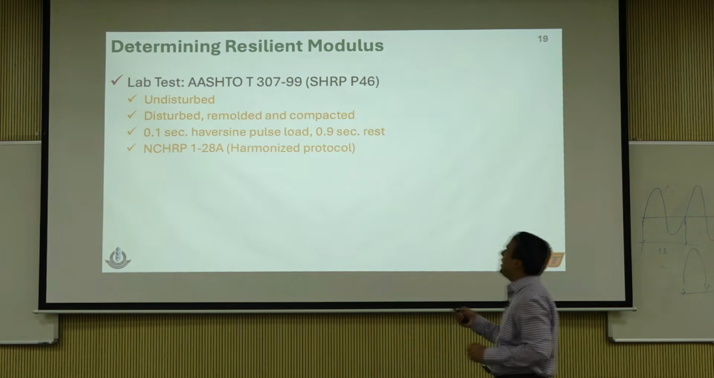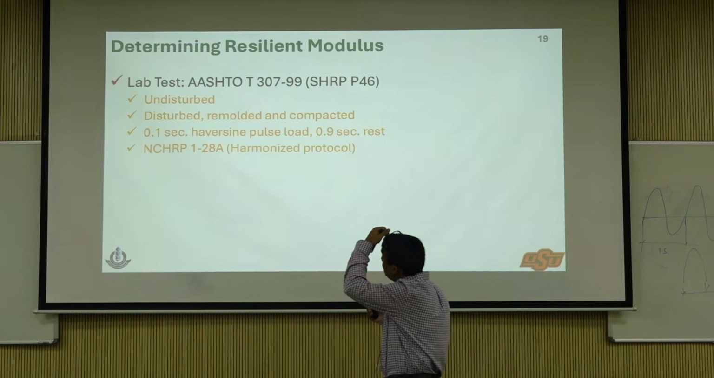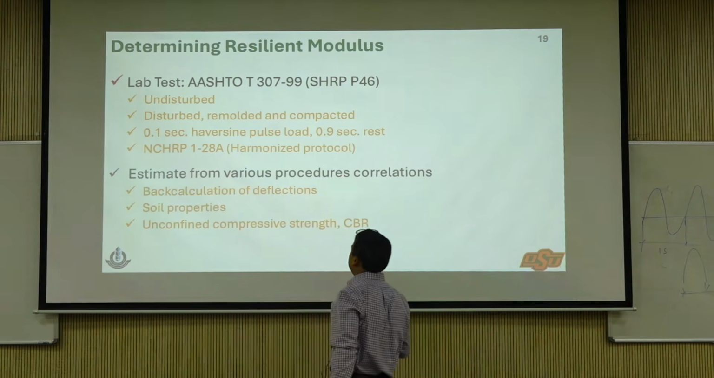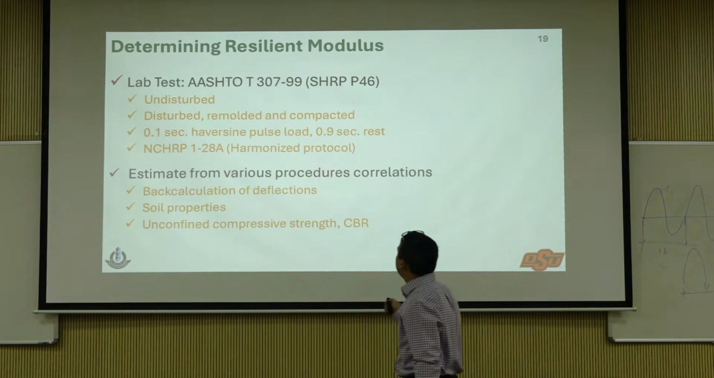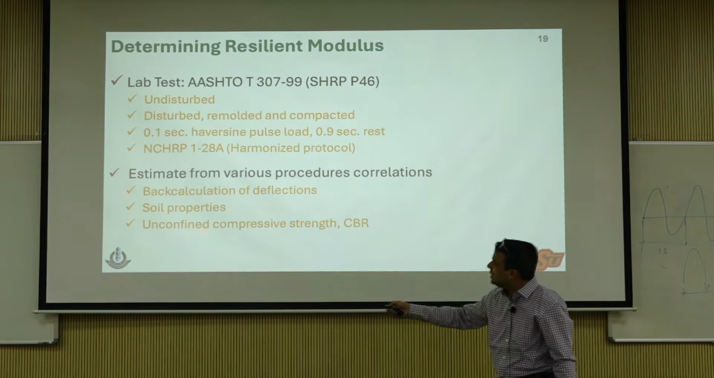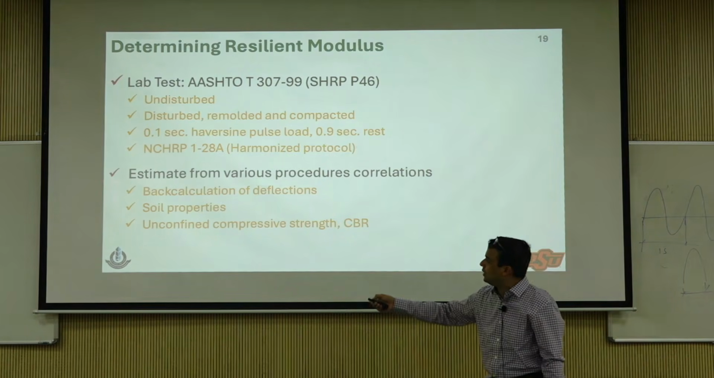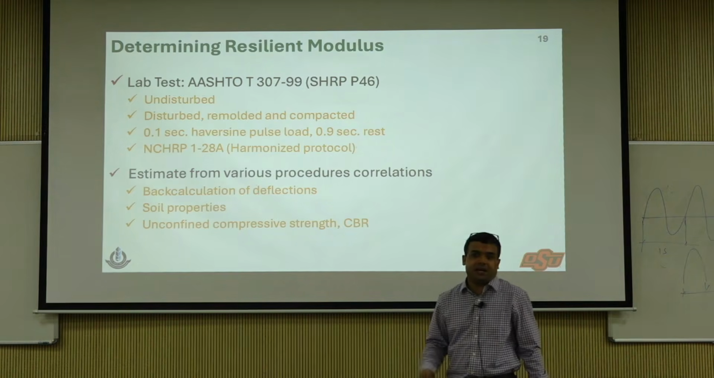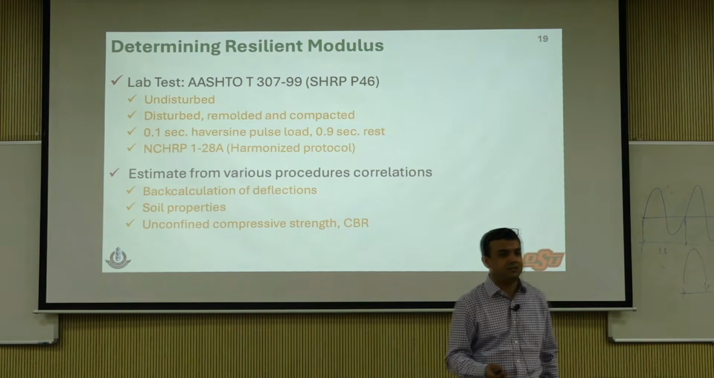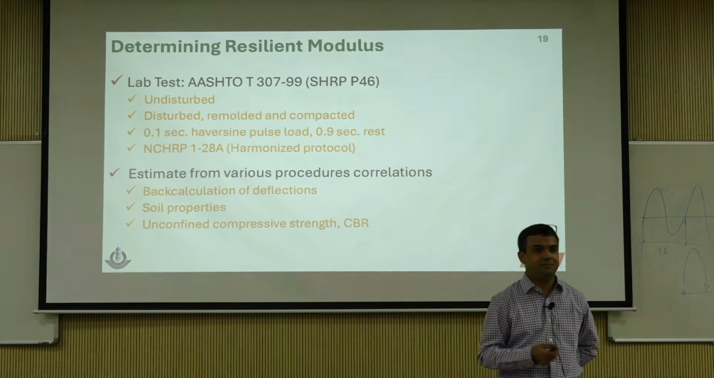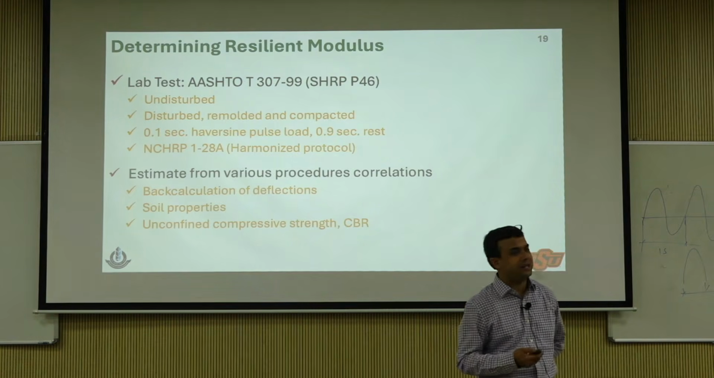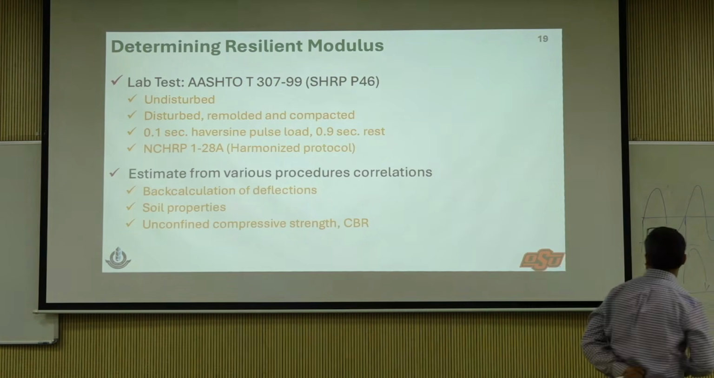So there are different protocols. There is AASHTO T307. There is something called the harmonized protocol. We'll go into that a little bit. And then you can also do correlations. And mostly, I can guarantee that when you go to practice, even in India, it's mostly about correlations and other relationships, right? I'm pretty sure the agencies don't run it very regularly. Nowhere they do. Even in America, most of the agencies don't run it regularly.